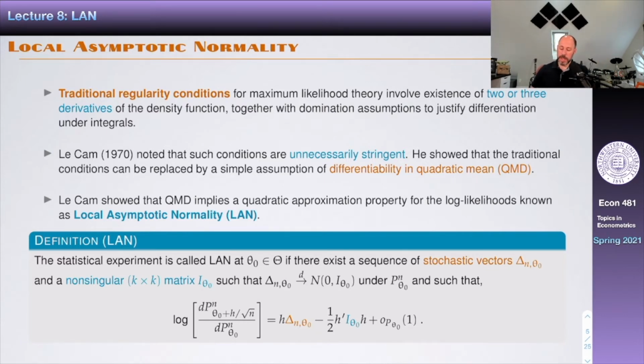So you see here that this is sort of like in the vector case. Instead of having h squared here, we have a quadratic form with the Fisher information. But other than that, we have h times the variable that is asymptotically normal. We have that here. And then we have a non-stochastic term that is a half times h squared and the Fisher information. So when we say that a model is locally asymptotically normal, what we mean is that the log likelihood ratios take essentially the form of those in a Gaussian model plus a remainder.